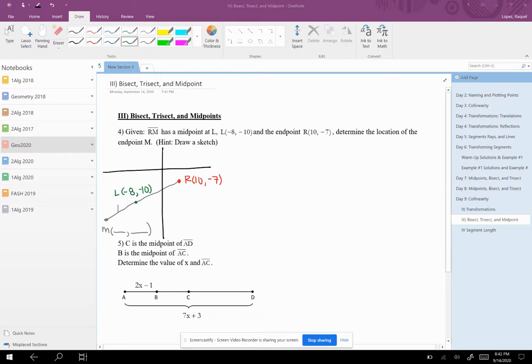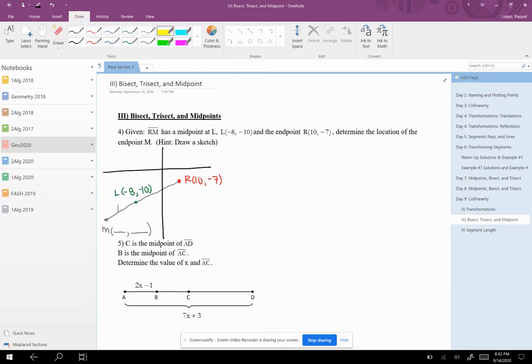So let's take a look at number 4. Number 4 says segment RM has a midpoint at L, and they give us the coordinates, and it tells us one of the endpoints, R, is at (10, -7). The question they want us to answer is finding the coordinates of the other endpoint, M.